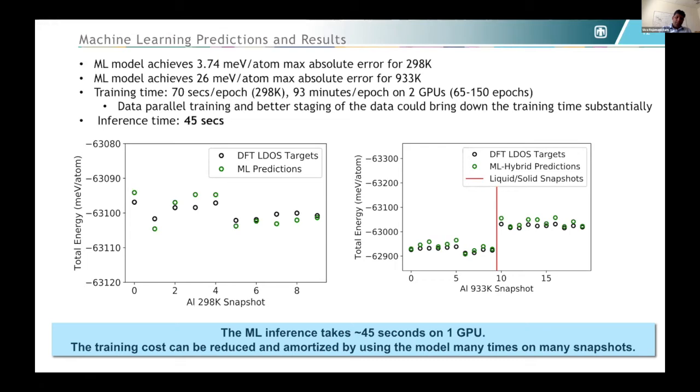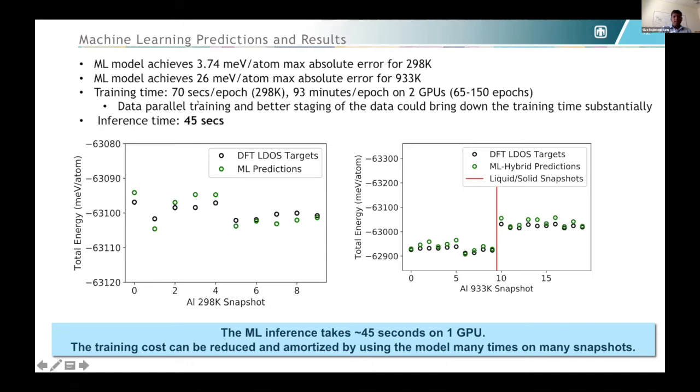So the training time is quite expensive for the high temperature snapshots, because you have to move the data, you have to move this 80 gigabytes of data around. And that's the main reason. The second reason is we are running it on 2 GPUs. You can scale it up. So think of this as a proof of concept that this approach works. We've shown that this works and you can calculate total energy using this. And now you can parallelize it, make it better, scale it up as much as you want, okay?